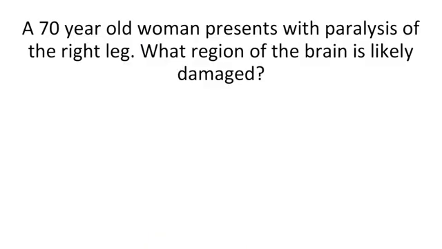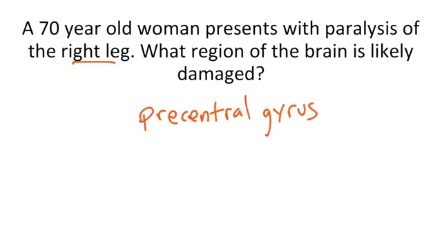Okay, let's do another question. A 70-year-old woman presents with paralysis of the right leg. What region of the brain is likely damaged? So this question is pretty straightforward. From the question, we know that the right leg is paralyzed, which should make you think of the precentral gyrus. This is because the precentral gyrus is responsible for movement.